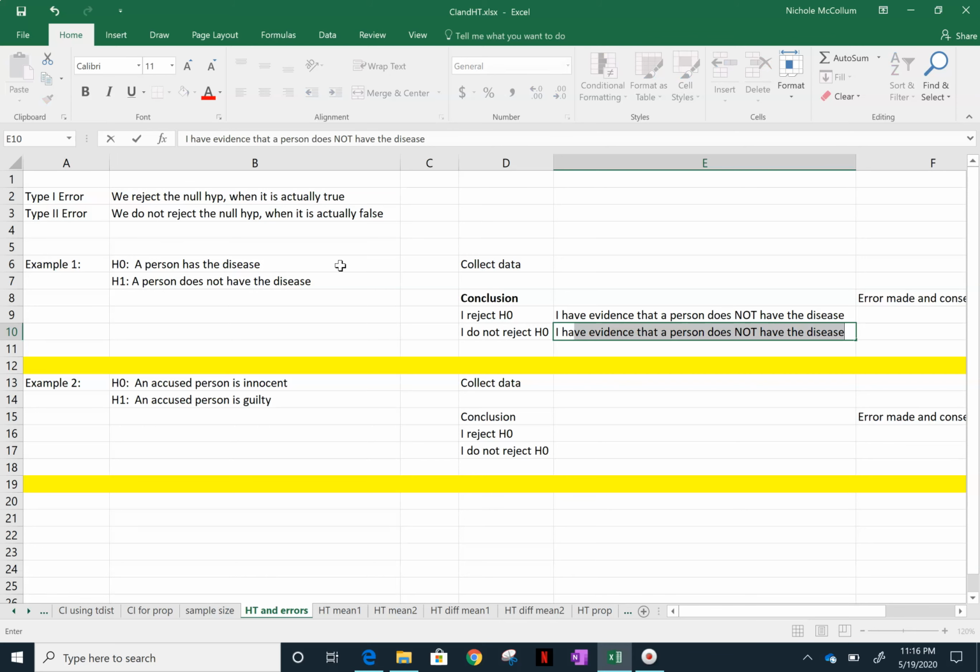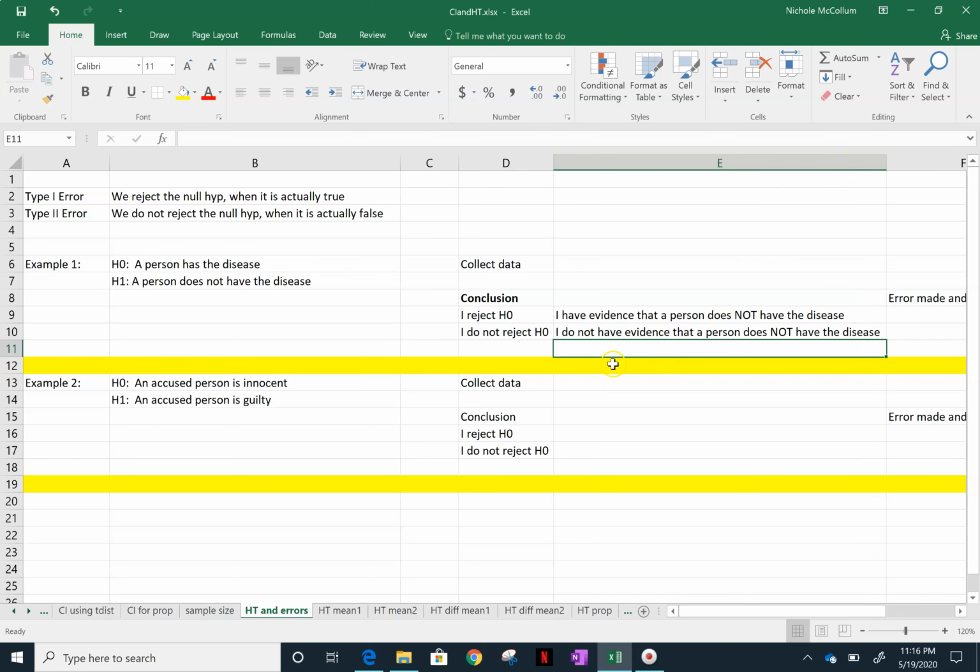What does it mean not to reject H naught? Let's think about that. Well, I do not have evidence that a person does not have the disease. In some respects, I support the claim they probably have it, but I didn't prove they have it. I want to make that very clear. When I do a do not reject, I'm not saying I proved H naught. I did not prove H naught, but my data supports H naught.